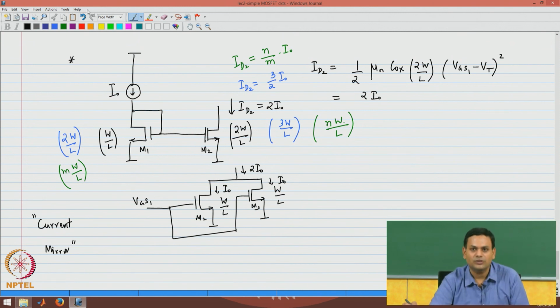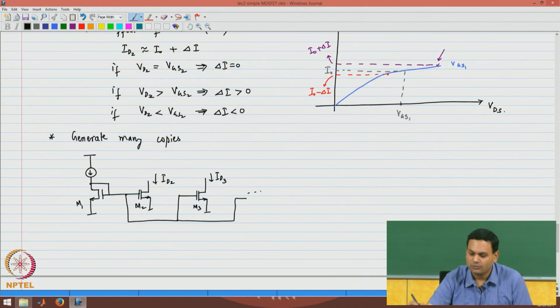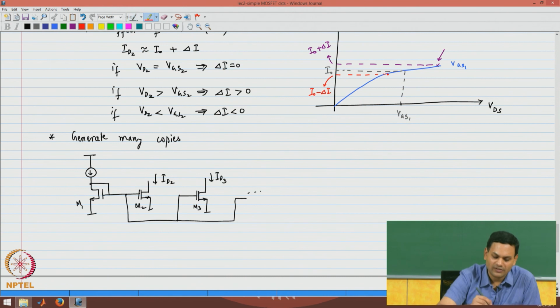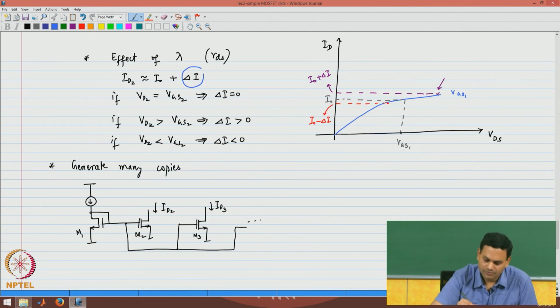Next we will see how this current mirror can be improved to give you better behavior with respect to the drain source voltage. In other words, we want the output current to be exactly equal to I naught, so we want to get rid of this delta I term as much as possible. We will look at that next.